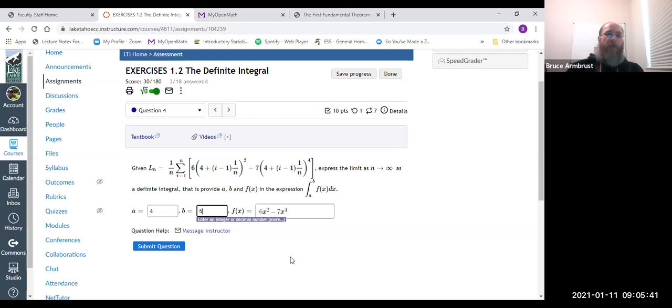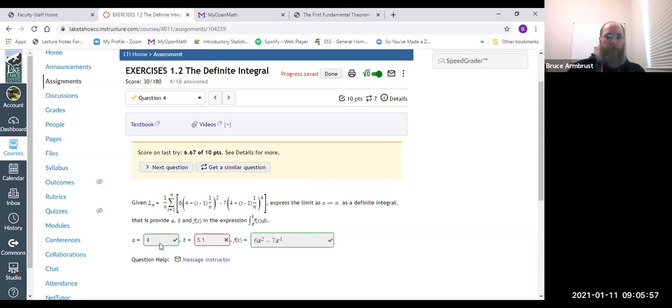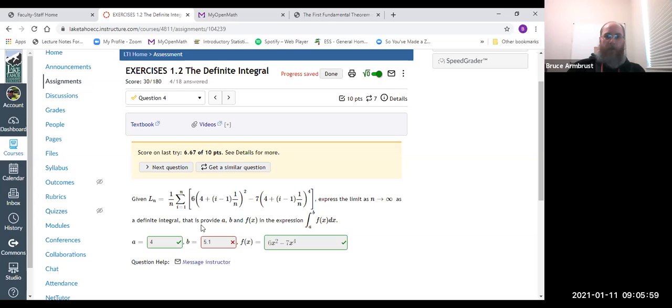Okay, so this is actually the correct answer, but I'm going to tank it. So I'm going to make it 5.1 because I just want to see if my score goes down. So I've got 10 points right now. I want to see if I lose some points on this. Okay, so clearly I got that one wrong. I got my 2/3 out of it.